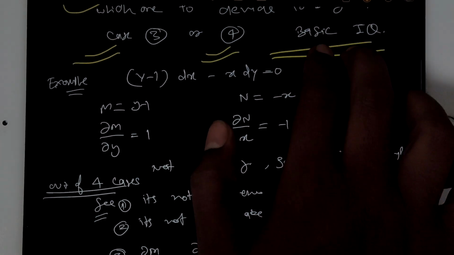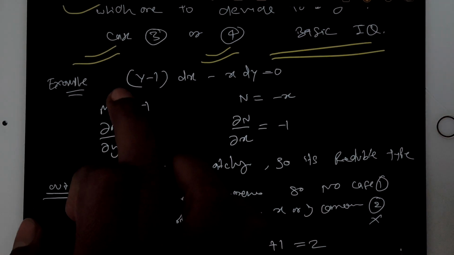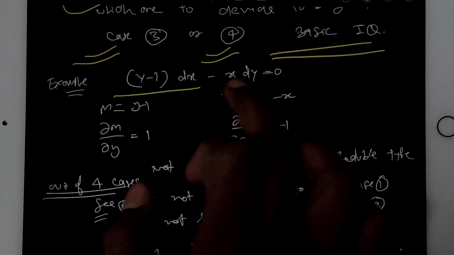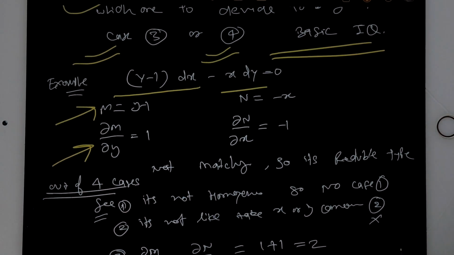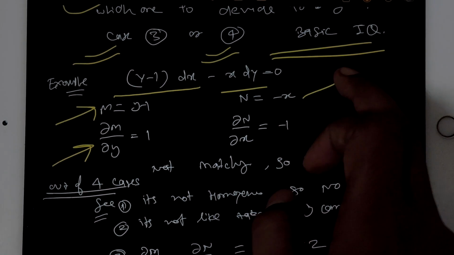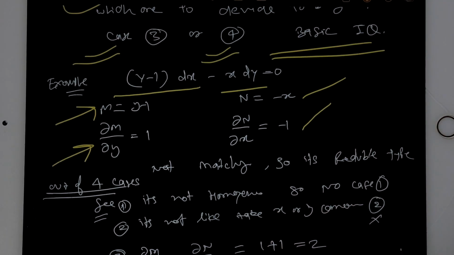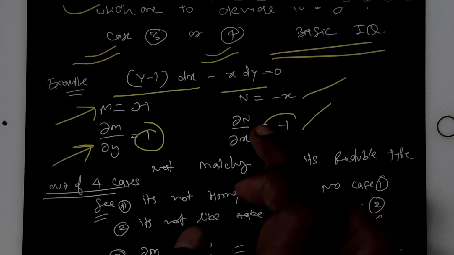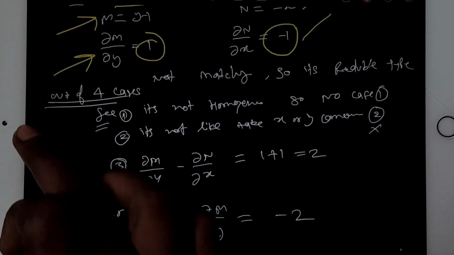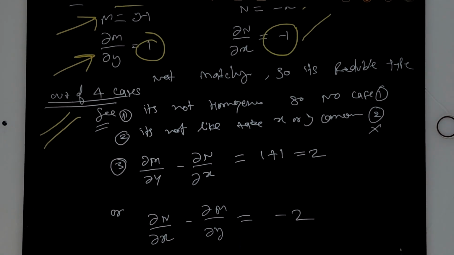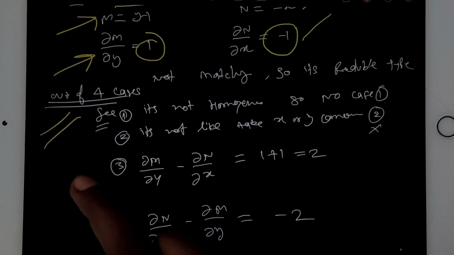Okay, after that, take one example: (y minus 1) dx minus x dy. So here M is y minus 1, dou M by dou y is 1, and here N is minus x and dou N by dou x is minus 1. This 1 and minus 1 are not matching. If they are not matching, now see here, how will you think? Because we have only 4 cases, why should we go for either third case or fourth case?